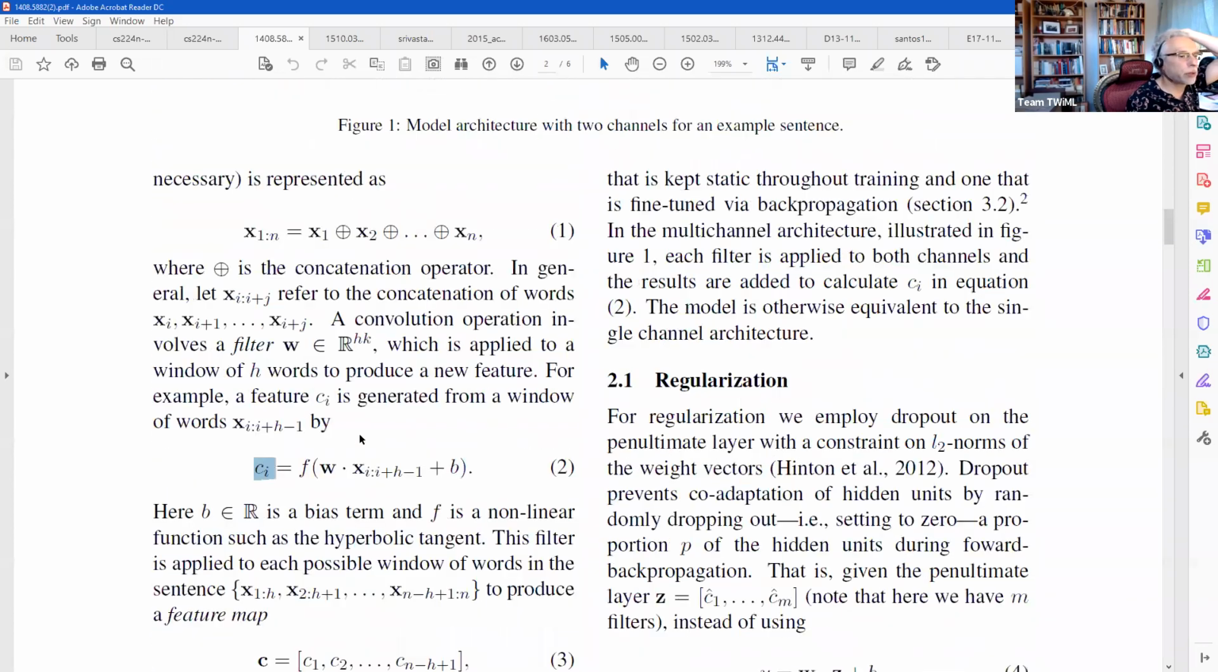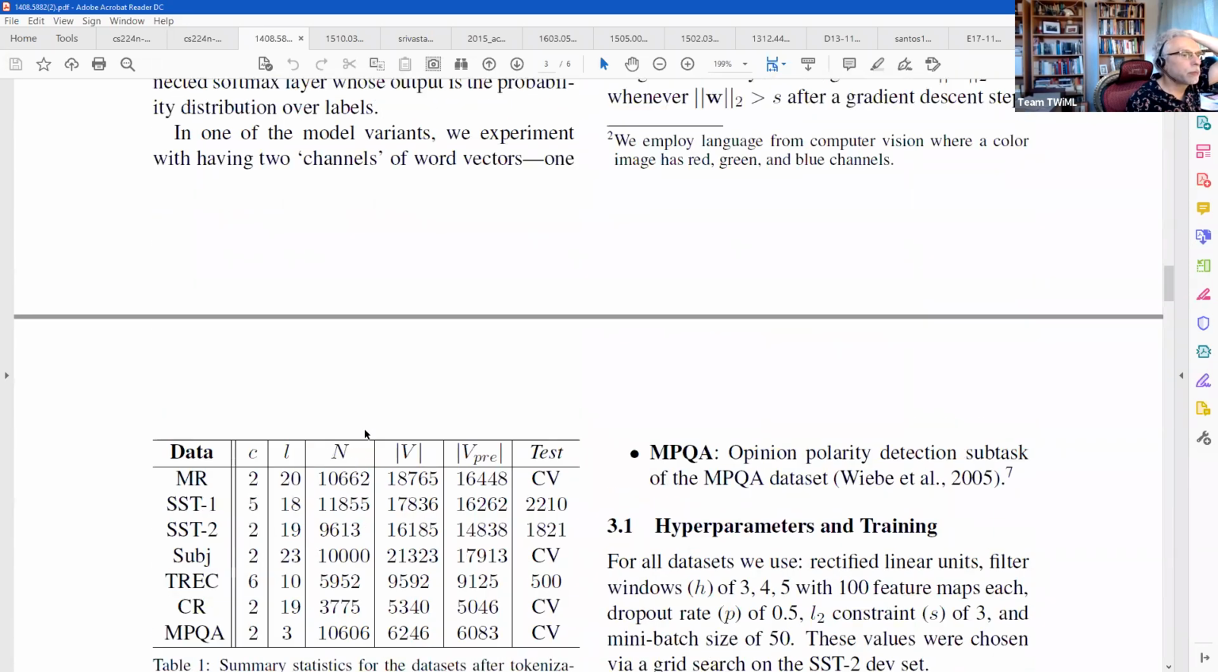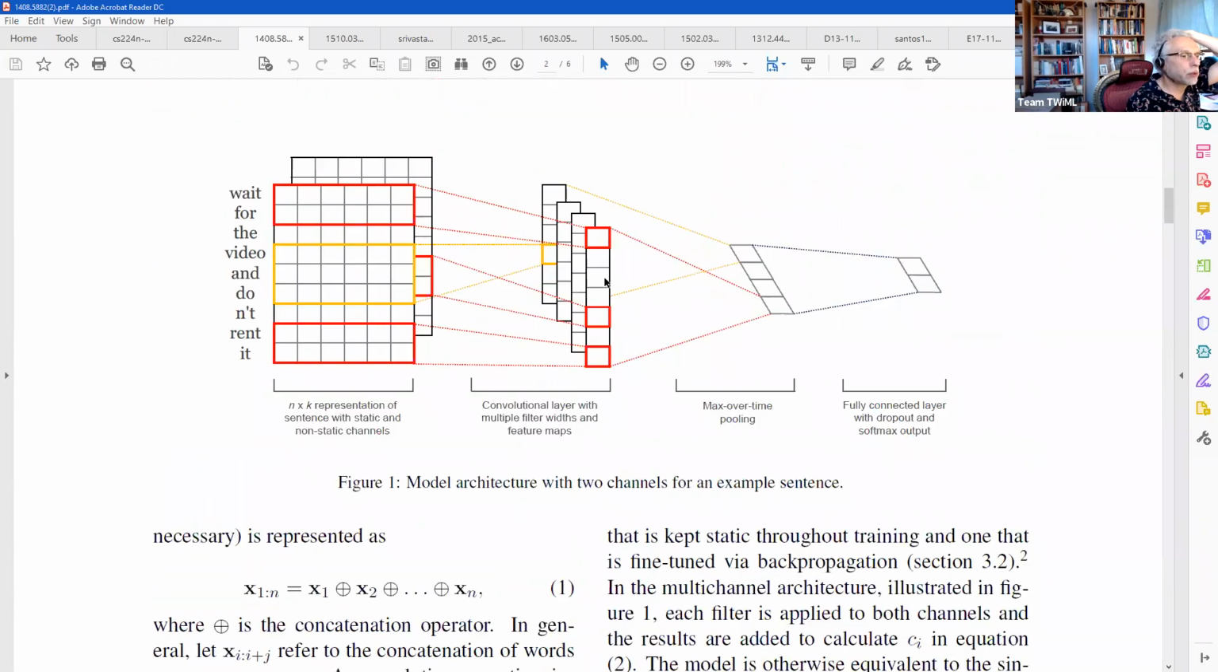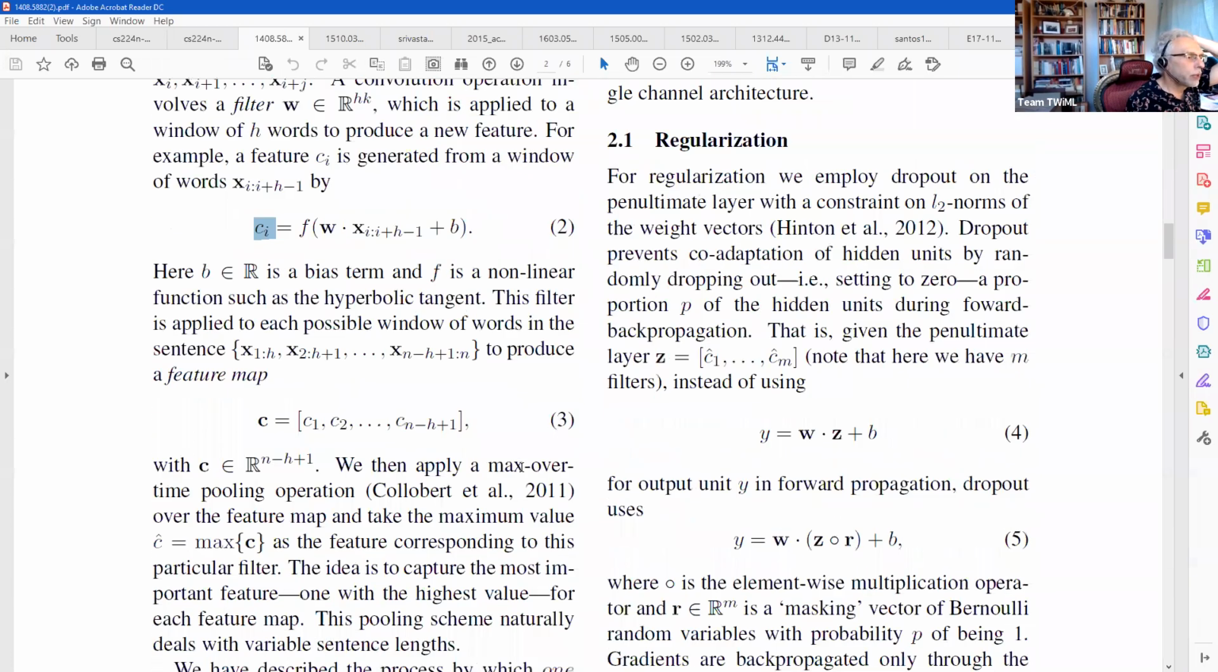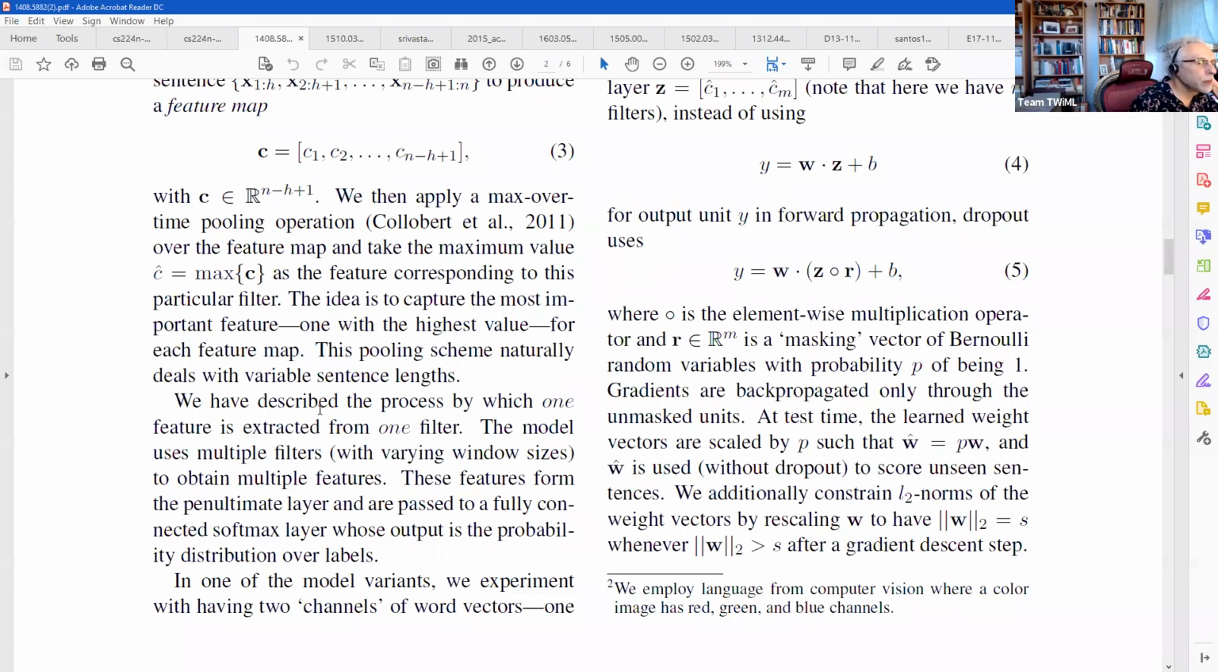Okay, and we saw the schematic diagram for that, where it was up here. So this is the feature map that he's talking about. Then he says, okay, that's how you extract one feature from one filter. Then he says the model uses multiple filters with varying window sizes. A window size of 2 means that it's looking at bigrams. If the window size is 3, it's looking at trigrams, and so on. That is 2 consecutive words or 3 consecutive words, and it runs through the whole sentence, capturing relationships between consecutive words.